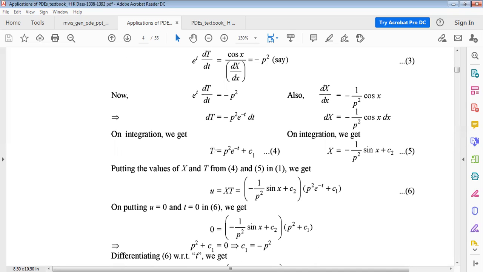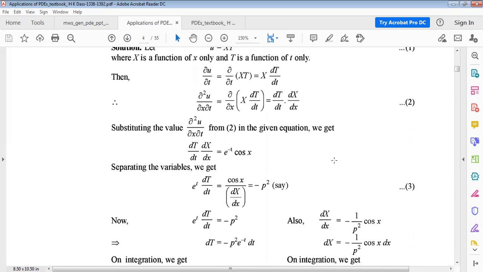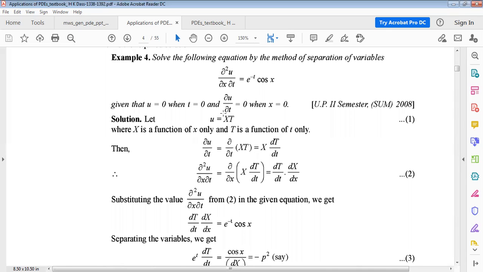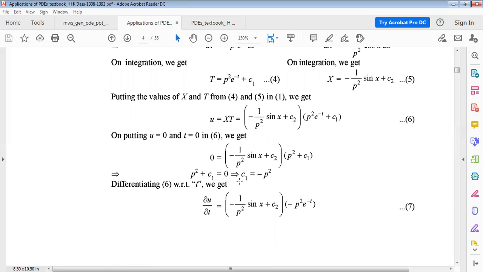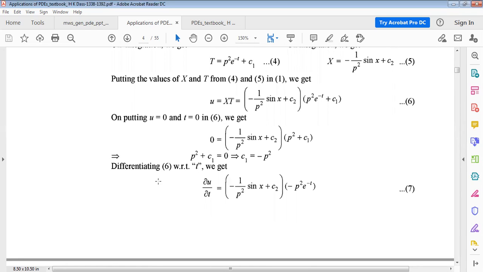Just putting the value of T and X in this. Okay, in equation 1 we get this one. Now putting u equals to 0 when t equals to 0, u equals to 0 and t equals to 0, this into p square e to the power 0 means 1. So from this we get p square plus c1 equals to 0. So c1 equals to what? Minus p square.